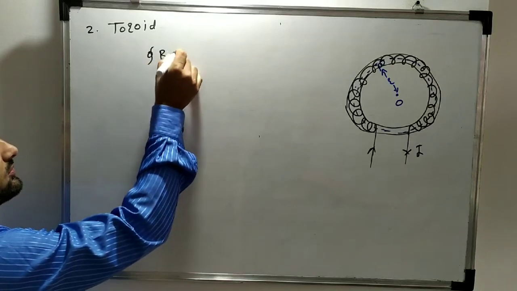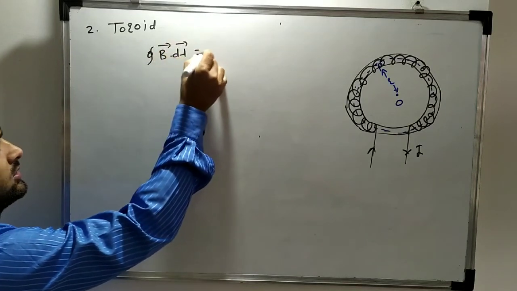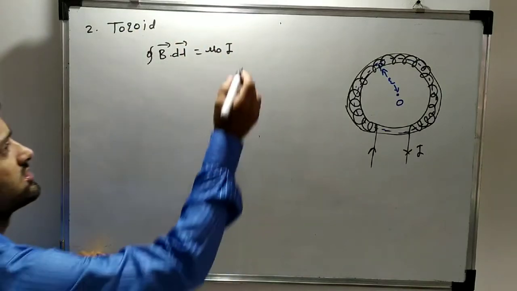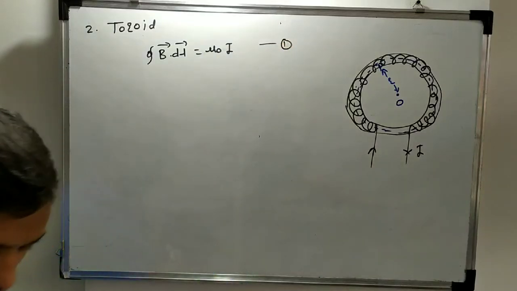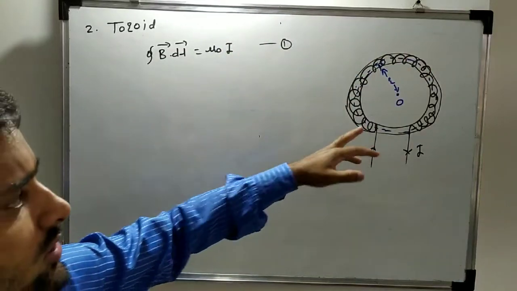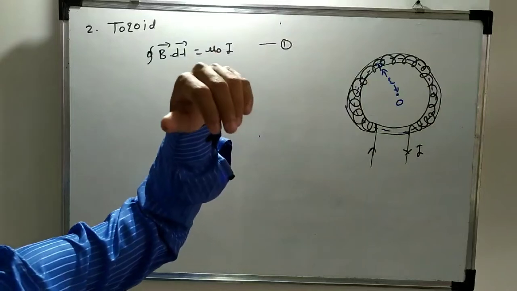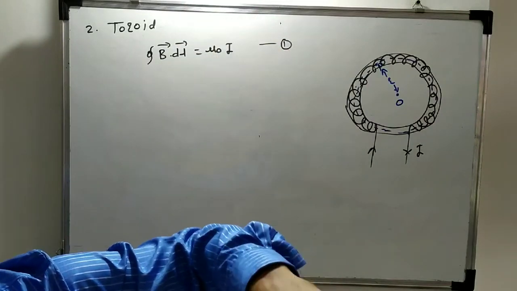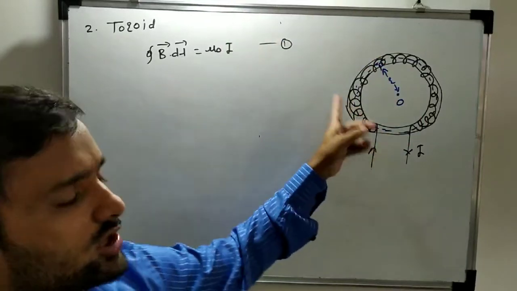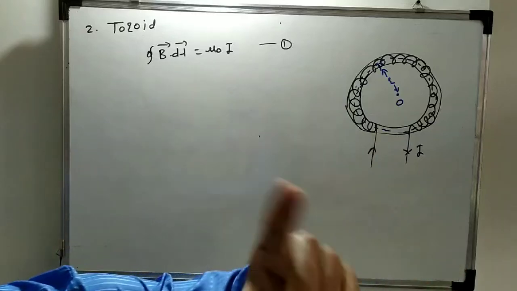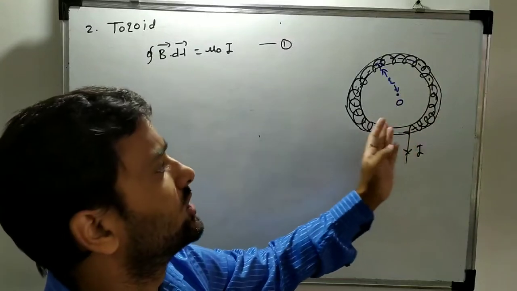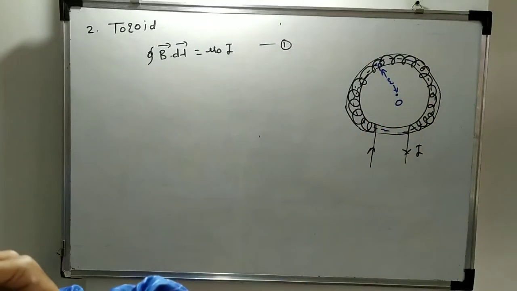Line integral of B dot dl is equal to mu naught I. So this is the equation. We consider this as equation number 1. Here the value of current depends on one parameter, that is the number of turns. In the previous topic, in the solenoid, the current depends on number of turns and length of the solenoid, but here the current flowing through the toroid depends on only the number of turns, because the toroid is not like a straight conductor.